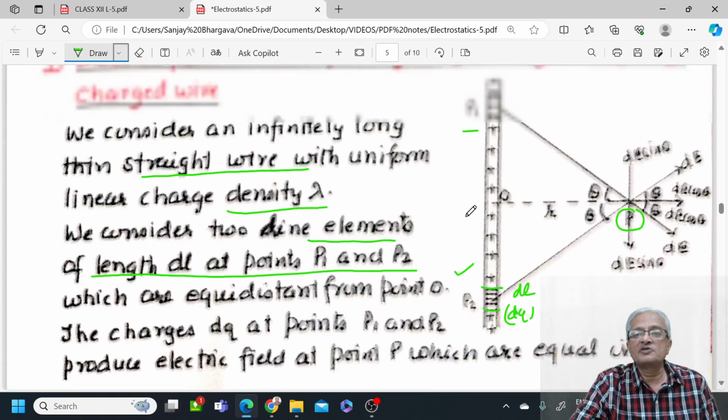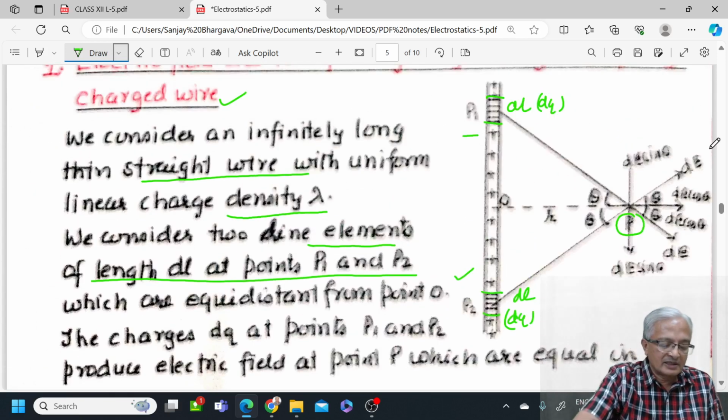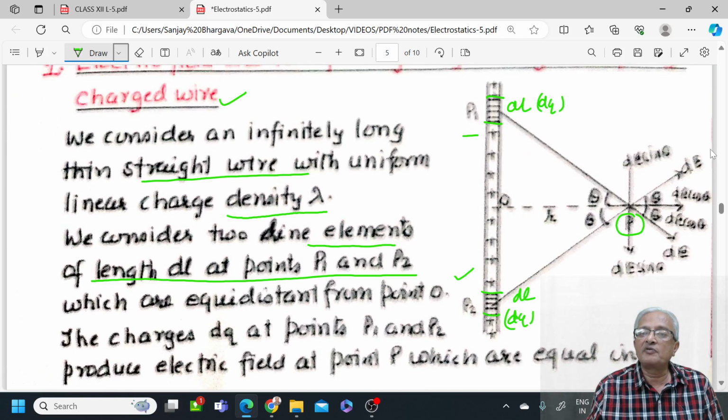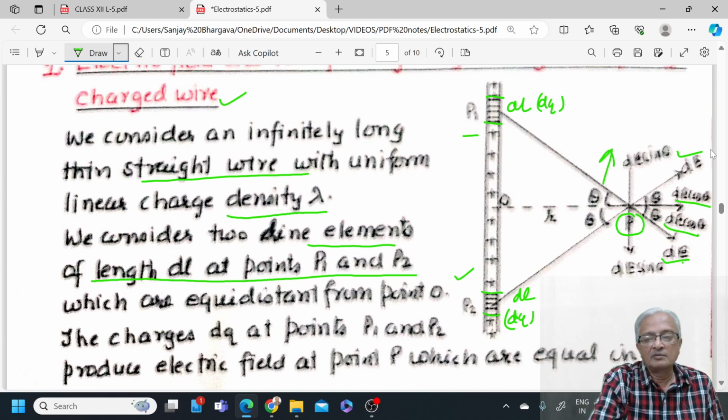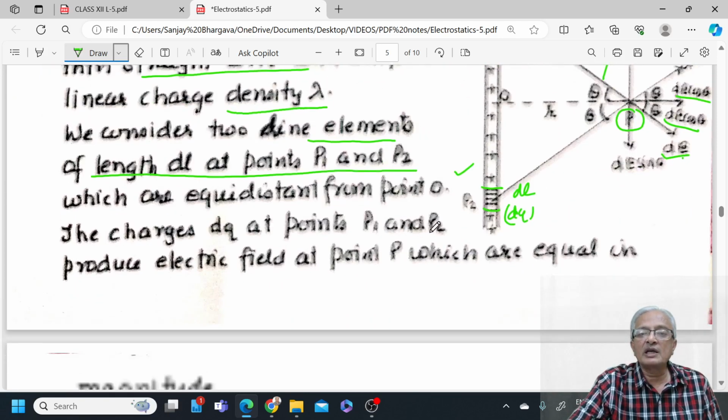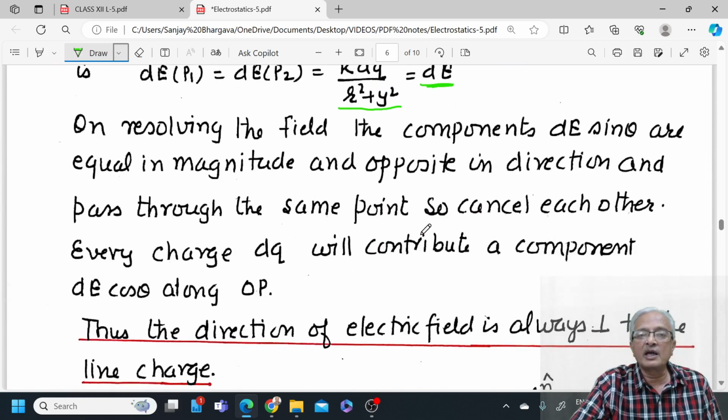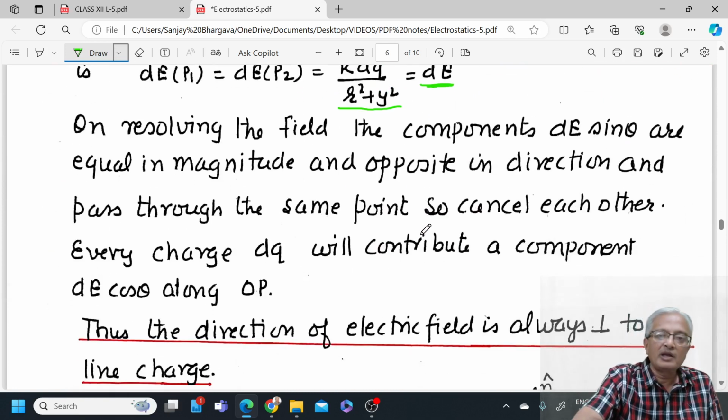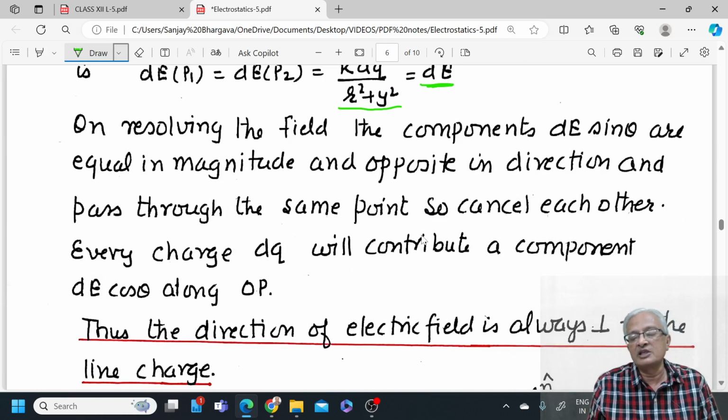Now what happens in this figure? We have one component of the electric field from the charge at P2, another component of the field from the charge at P1. Resolve them into two components. The horizontal components would be dE cos theta here, and the vertical components would be dE sin theta here. The two sine components are equal in magnitude, opposite in direction, and they pass through the same point and therefore are supposed to cancel each other.